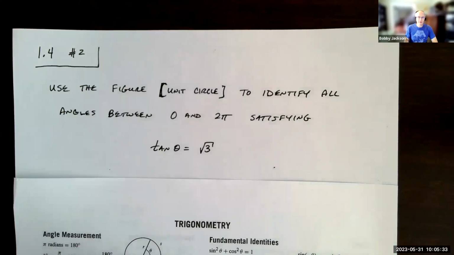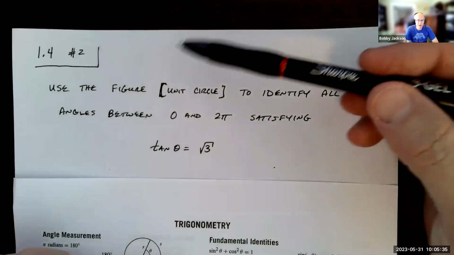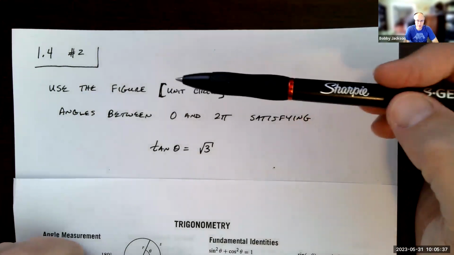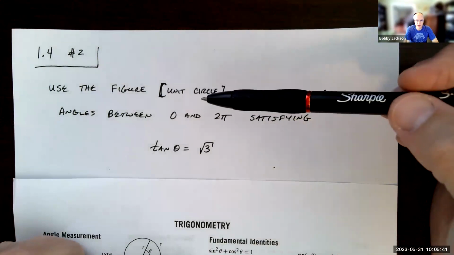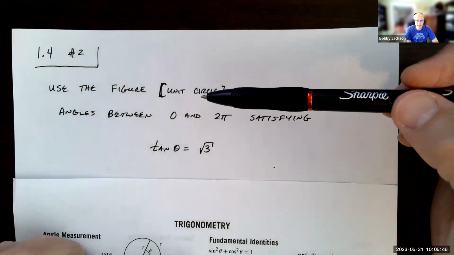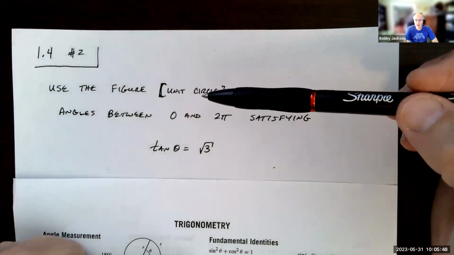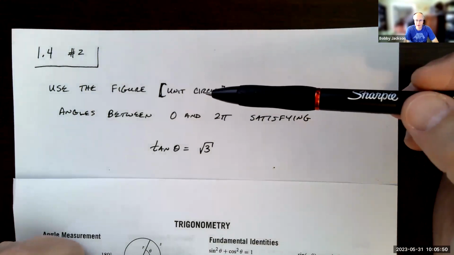Okay, we're going to look at a few from section 1.4, starting with number 2. We'll do number 3 and 4 as well. We have a figure that's given. It's basically the unit circle, when you're looking at Achieve. This unit circle will be provided on the test. I'm going to show you what you'll have on the test here in just a minute.